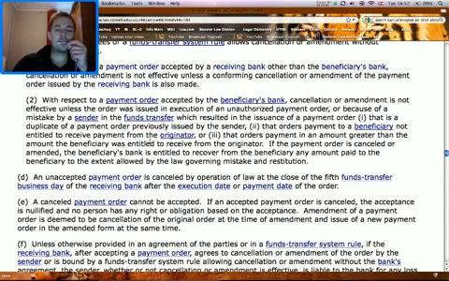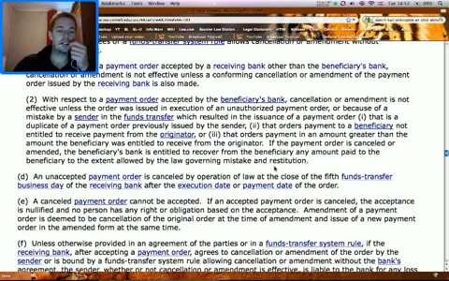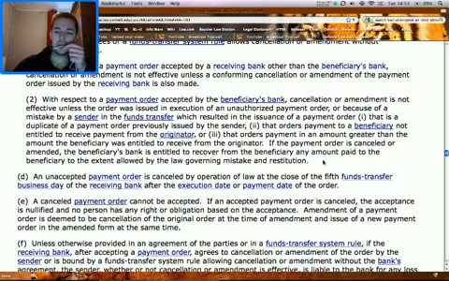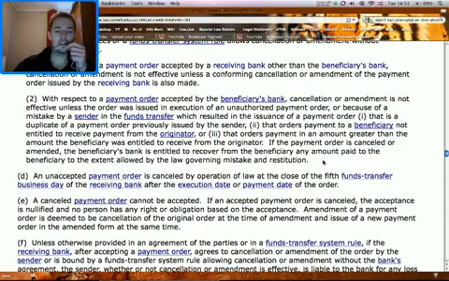With respect to a payment order accepted by the beneficiary's bank, cancellation or amendment is not effective unless the order was issued in execution of an unauthorized payment order, or because of a mistake by a sender in the funds transfer which resulted in the issuance of a payment order that is: 1. a duplicate of a payment order previously issued by the sender, 2. that orders payment to a beneficiary not entitled to receive payment from the originator, or 3. that orders payment in an amount greater than the amount the beneficiary was entitled to receive from the originator.